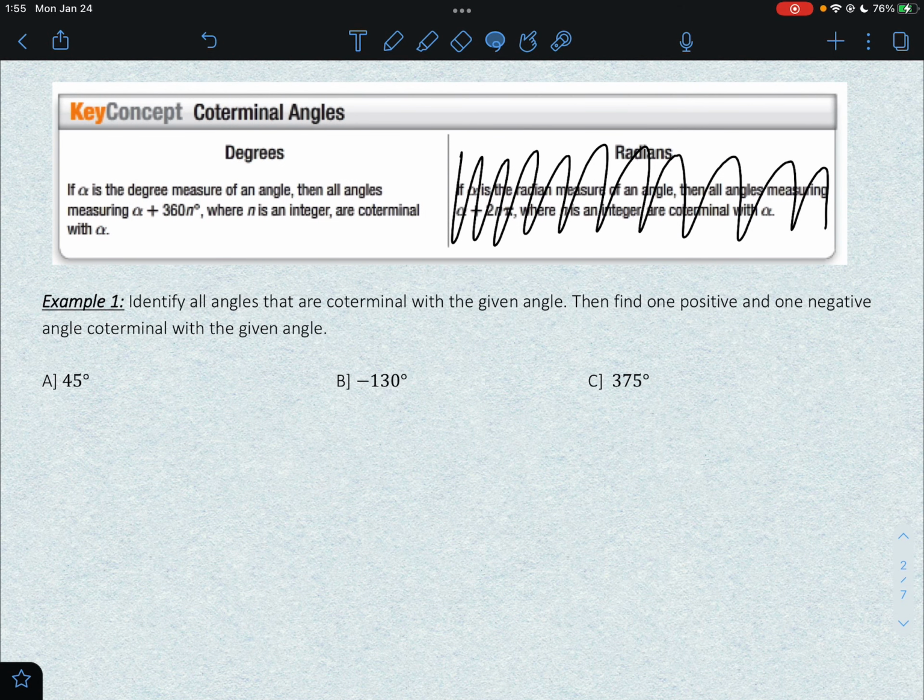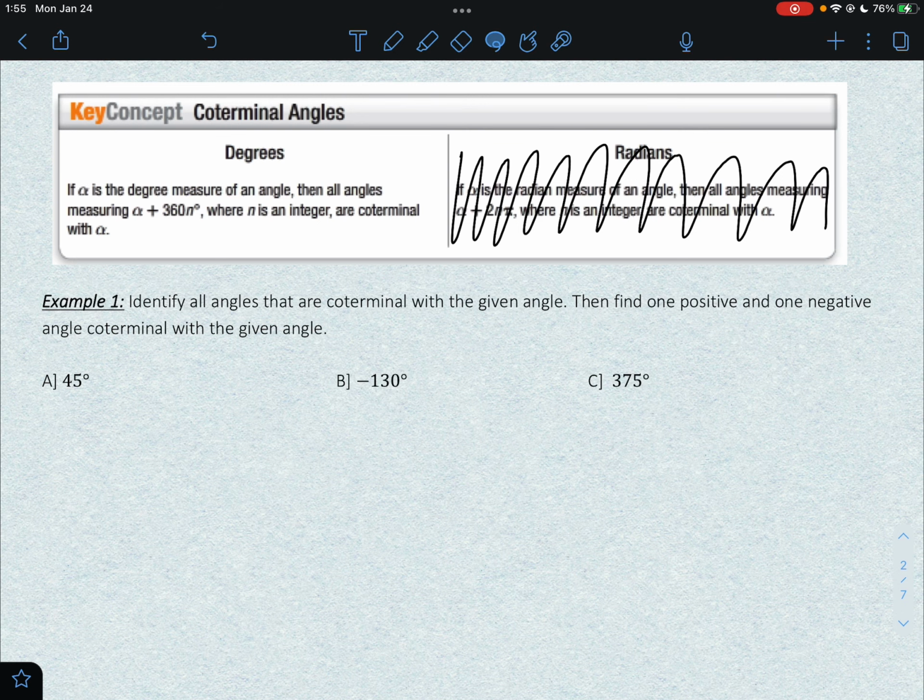All right, the first thing we're talking about today is called coterminal angles. We already know that terminal means the second ray, the ending ray of the angle. Co, as we know, the prefix usually means together or the same. So coterminal are 2 angles that have different measures, but they end up with the same terminal ray.